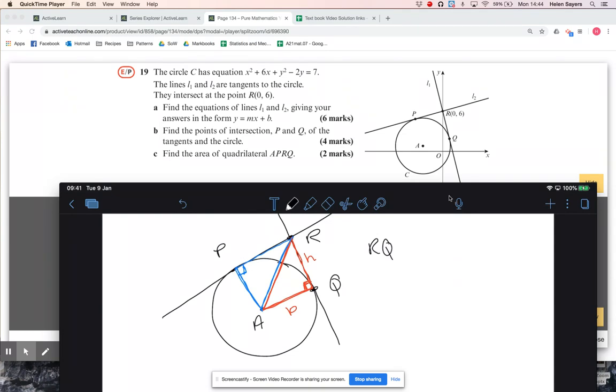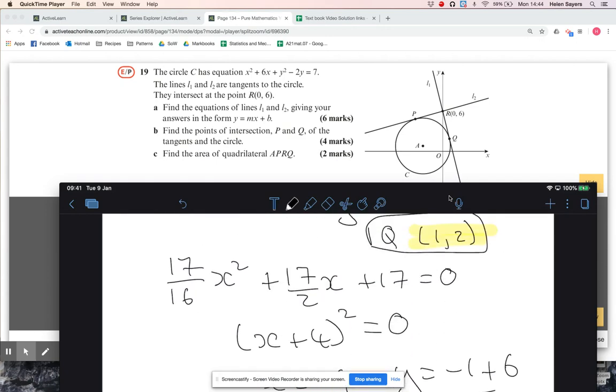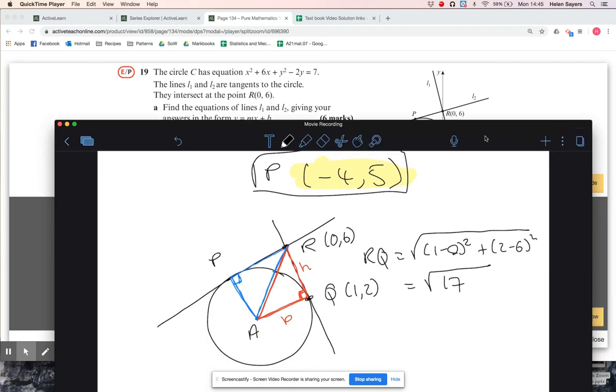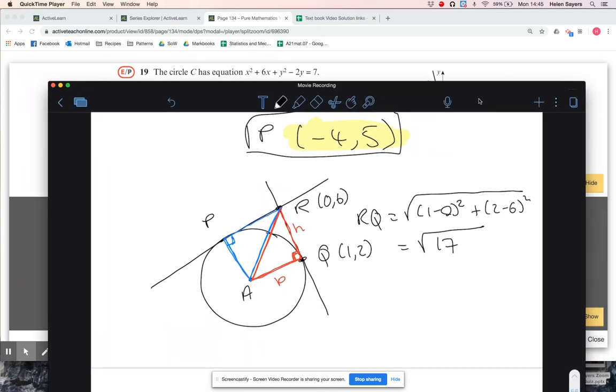Well, that's fine. R was 0, 6, and Q was 1, 2. So RQ is the square root of 1 minus 0 all squared plus 2 minus 6 all squared. So 1 squared plus 4 squared. And I'm not going to bother simplifying that because I just wanted to substitute into half base times height. P, no, I don't need to do P because I'm just going to find the red triangle.